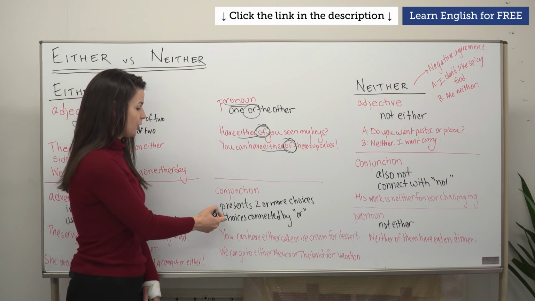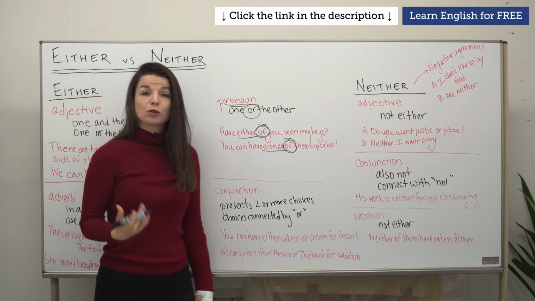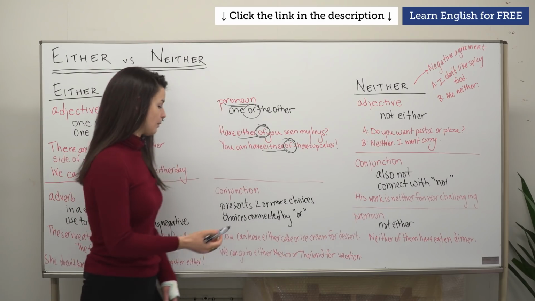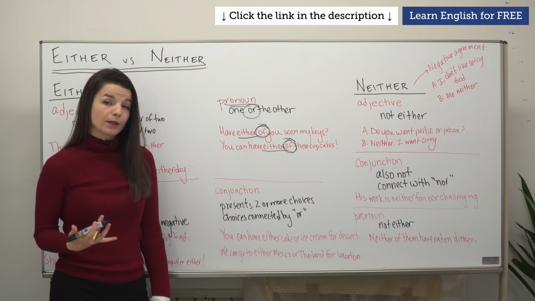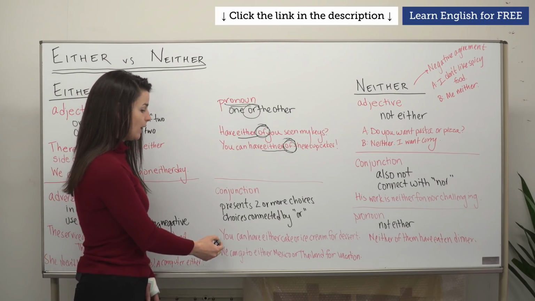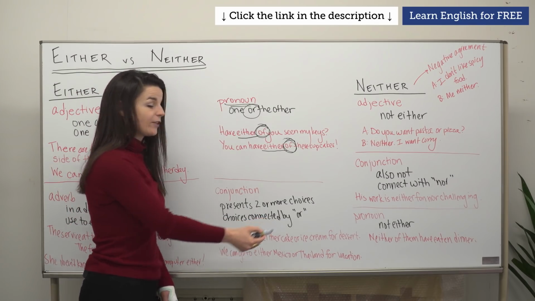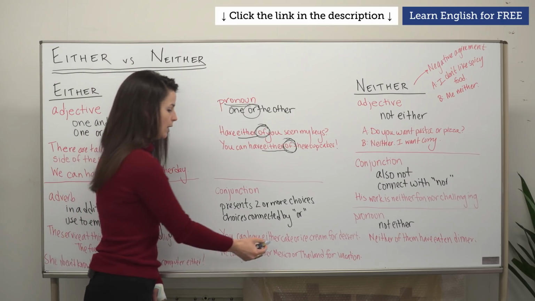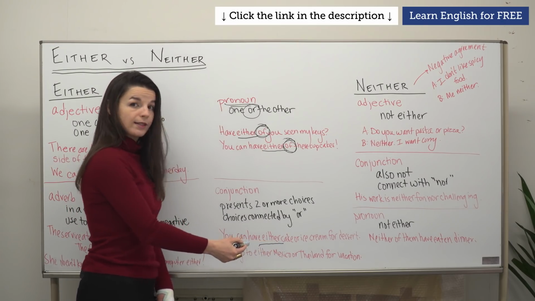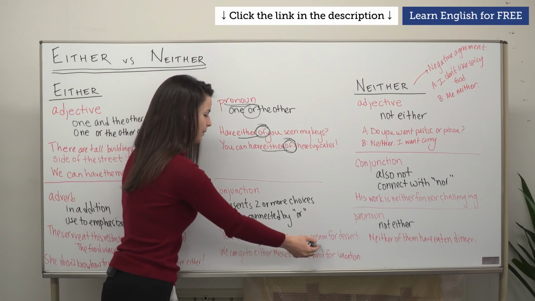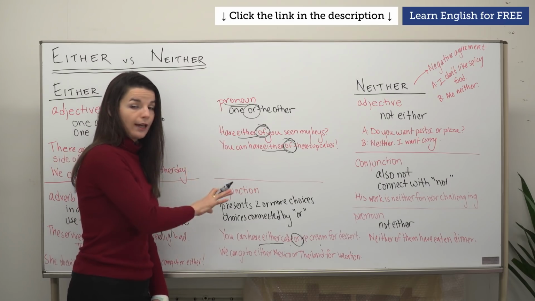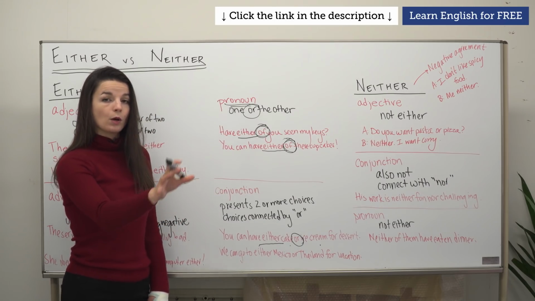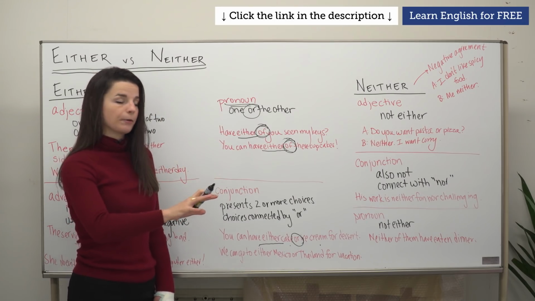So as a conjunction, either presents two or more choices. These choices are connected by the word or. So some examples of this. You can have either cake or ice cream for dessert. So here, either introduces the choices, in this case cake or ice cream, and or separates the two. So either cake or ice cream. So there are some choices presented here.